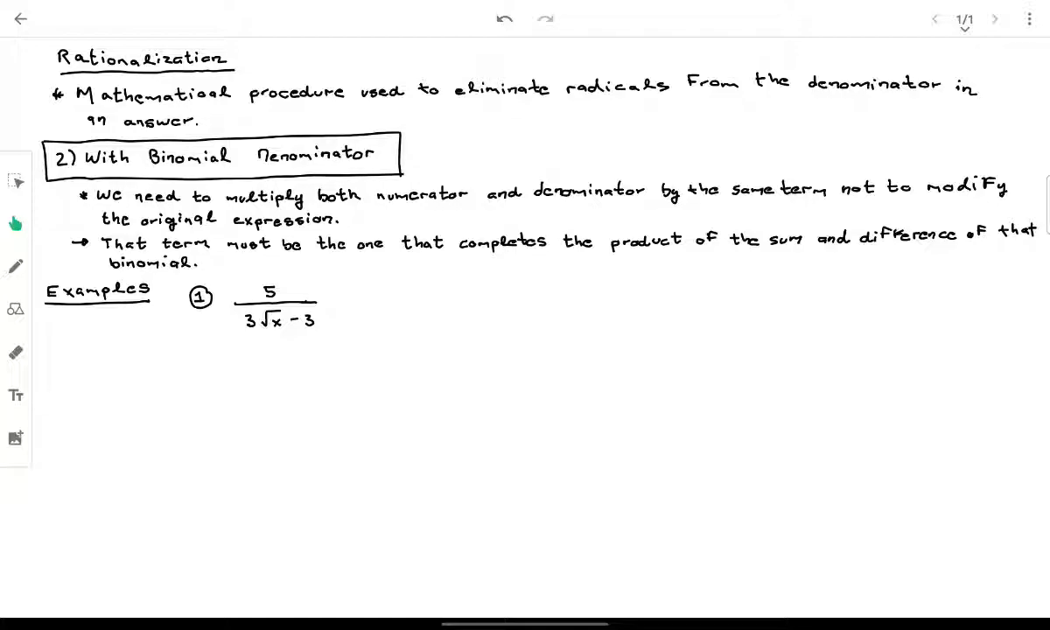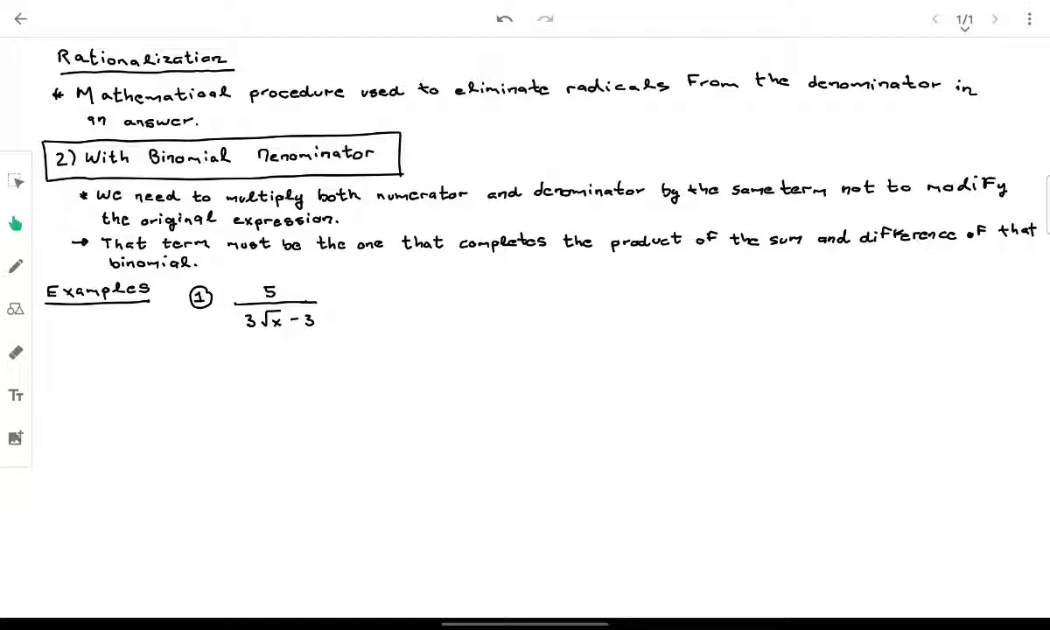Remember, of course, it's going to be the same in the case that we need to multiply both numerator and denominator by the same term in order not to modify the original expression. But in this case, instead of only completing the root like in the monomial one, we need to multiply by the term, or by the terms, because it's going to be more than one, that completes the product of the sum and difference of that binomial. Let's understand why we cannot only multiply by something that completes my root.